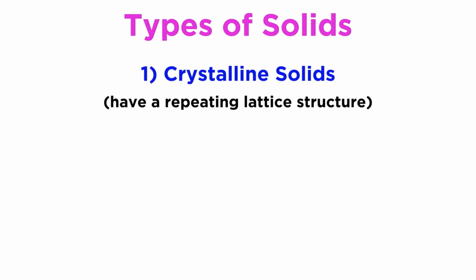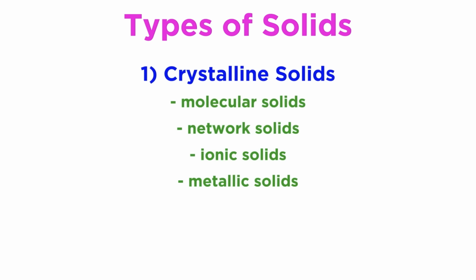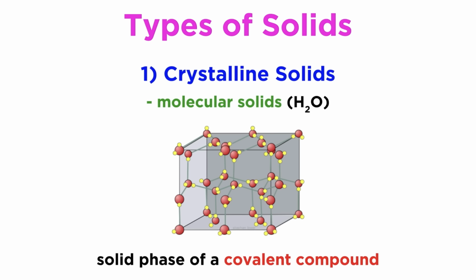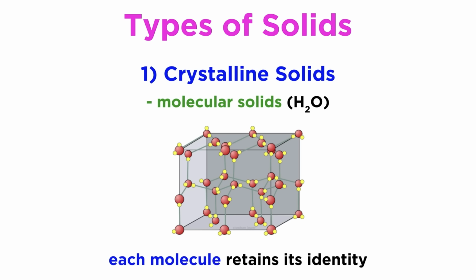First, we have crystalline solids. These are solids that have some kind of reliable and repeating structure, and they can be categorized as molecular solids, network solids, ionic solids, and metallic solids. Molecular solids are just the solid phase for small molecules. So when water freezes to form ice, that's a molecular solid, because it's a bunch of tiny water molecules frozen in a particular lattice structure which allows hydrogen bonding to occur. Each molecule retains its own identity and is connected strictly through intermolecular forces.